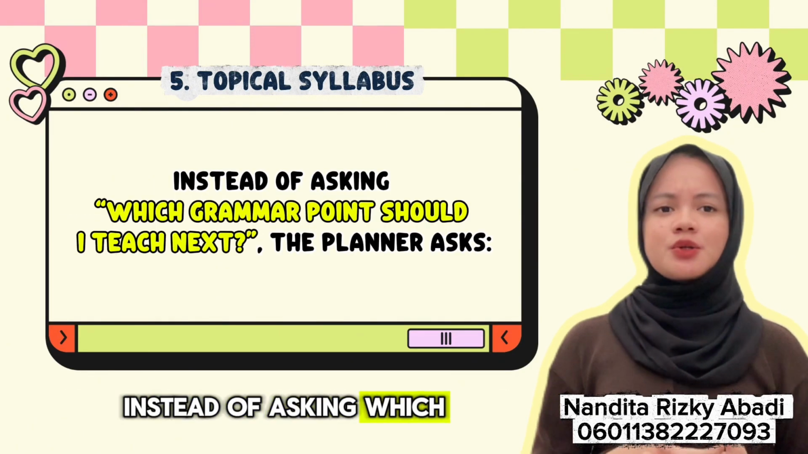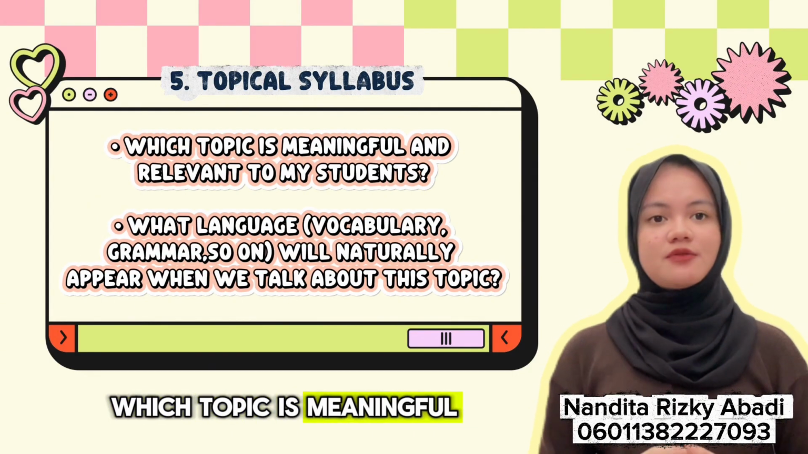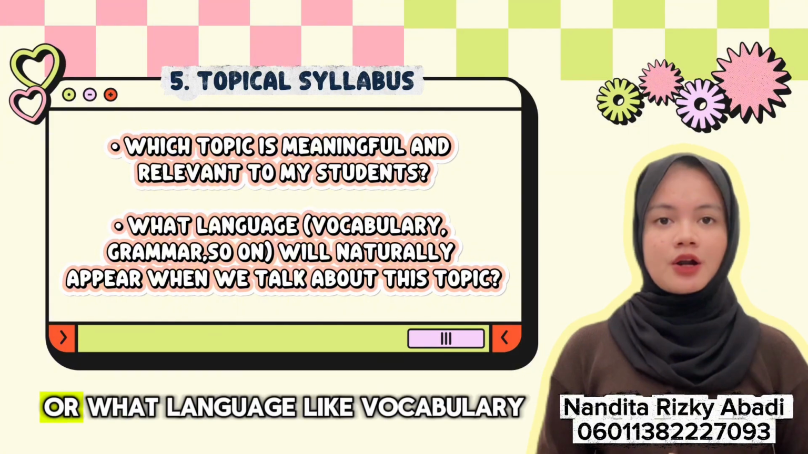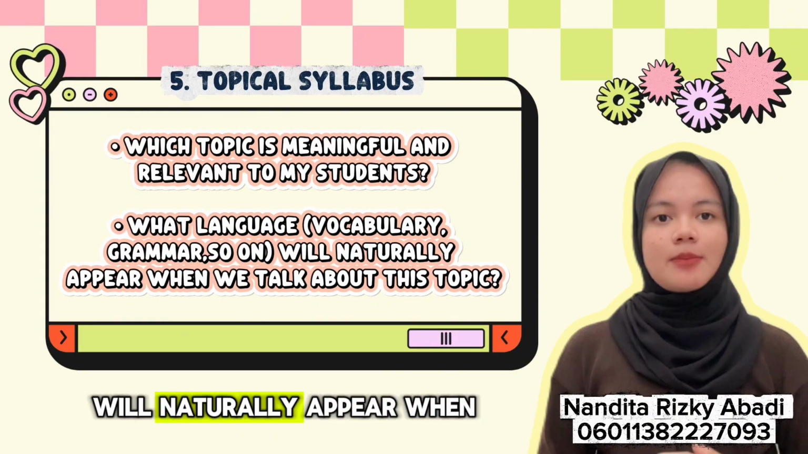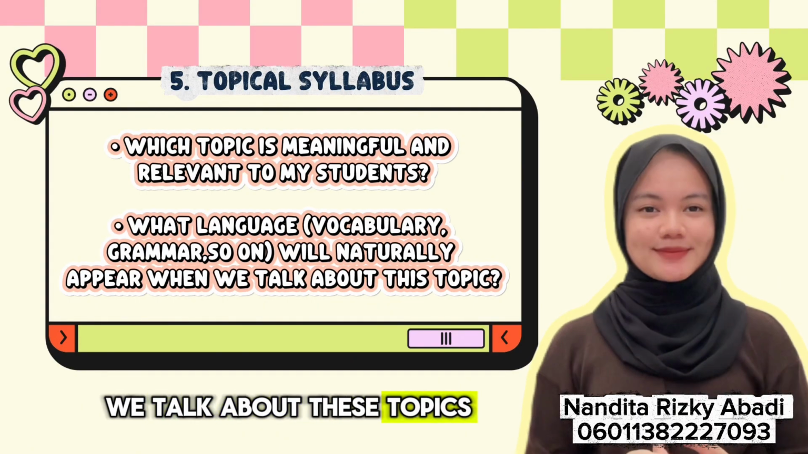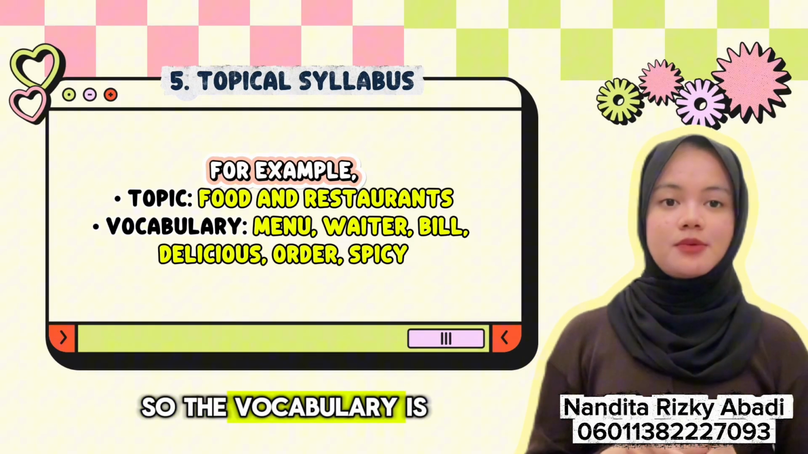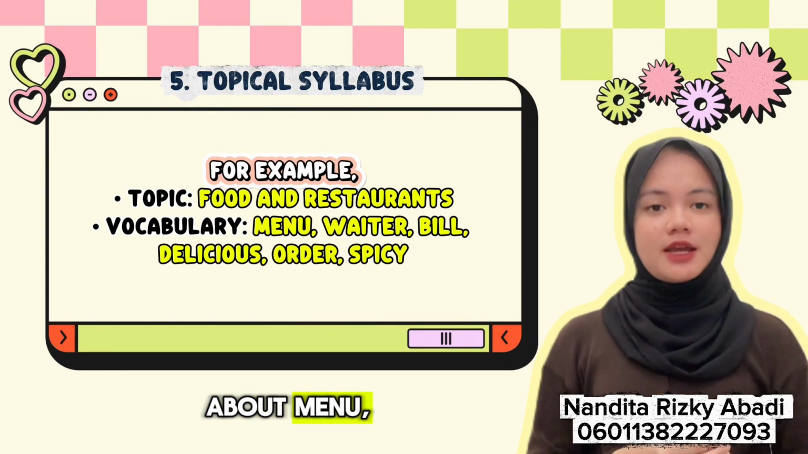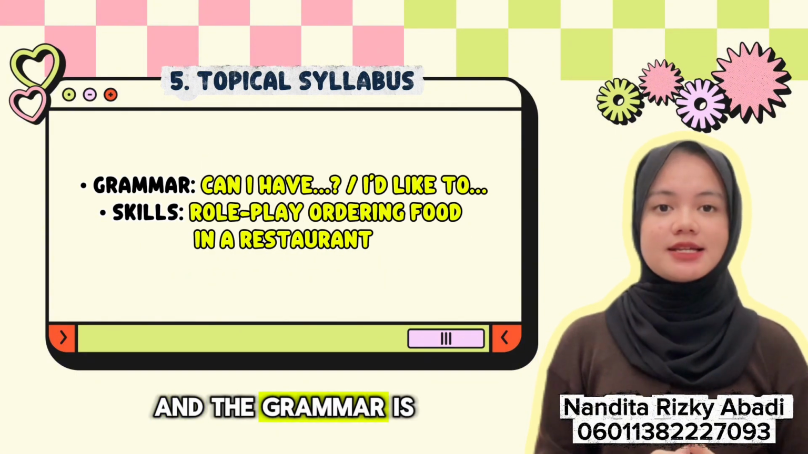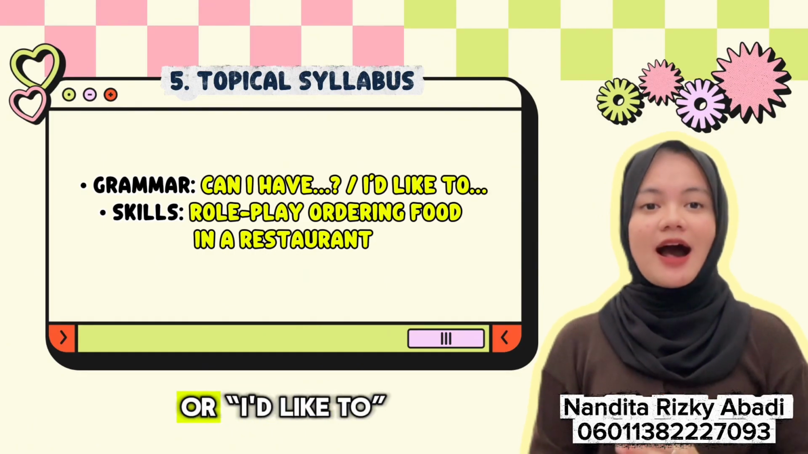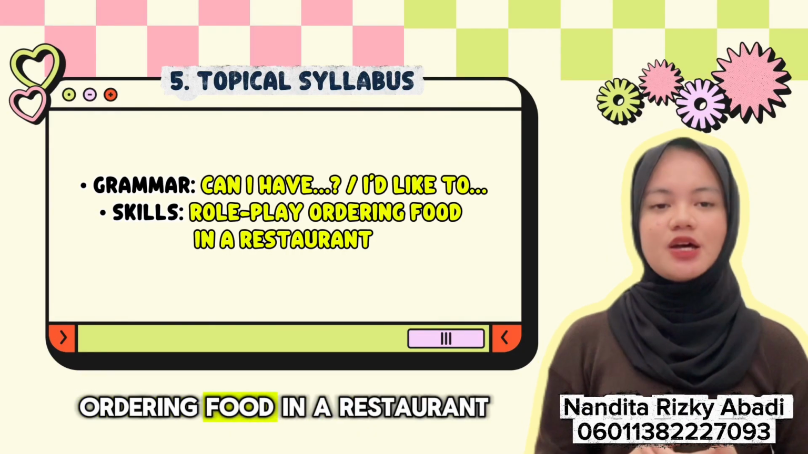Instead of asking which grammar point should I teach next, the planner asks which topic is meaningful and relevant to my student, or what language, like vocabulary, grammar, expression, will naturally appear when we talk about these topics. For example, the topic is about food and restaurant. So the vocabulary is about menu, waiter, bill, delicious, order, and spicy. And the grammar is "Can I have" or "I'd like to." And the skill is role play ordering food in a restaurant.